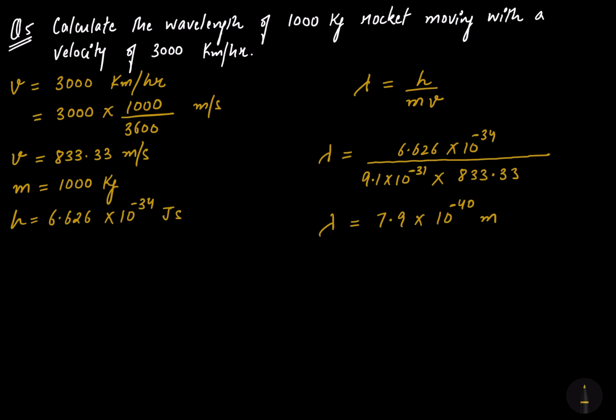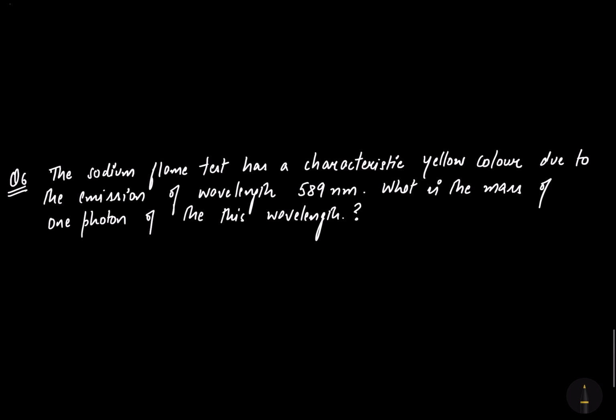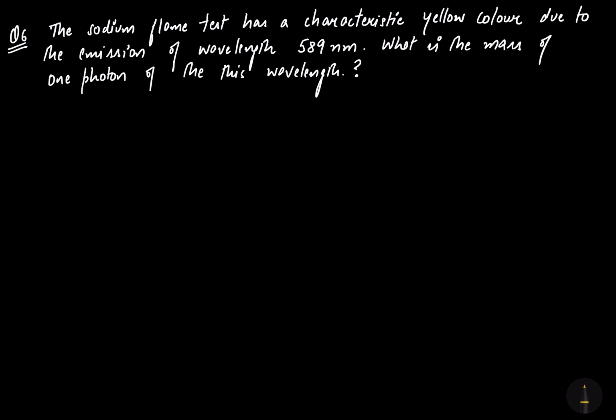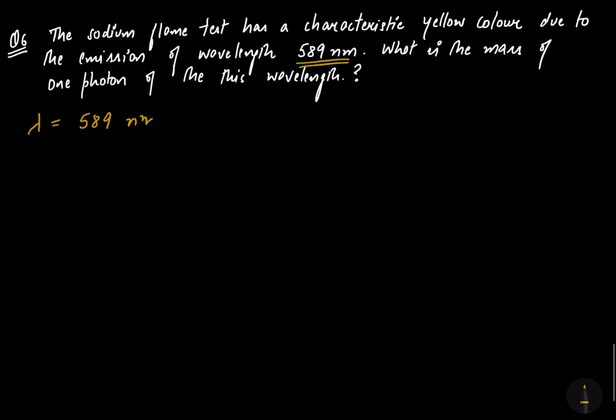So now let's come to the next numerical, the numerical number 6. Here the question is saying the sodium flame test has a characteristic yellow color due to the emission of wavelength of 589 nanometers. So here the wavelength is 589 nanometers. It comes out to be 589 nanometers into 10 to the power minus 9 meters. Firstly, we have converted our wavelength to meters.